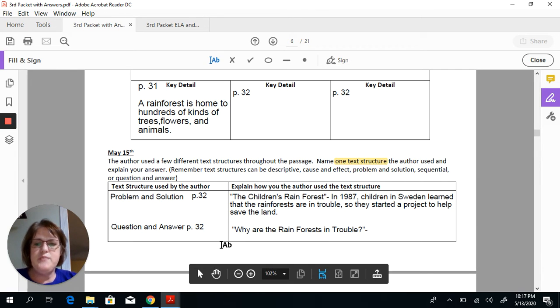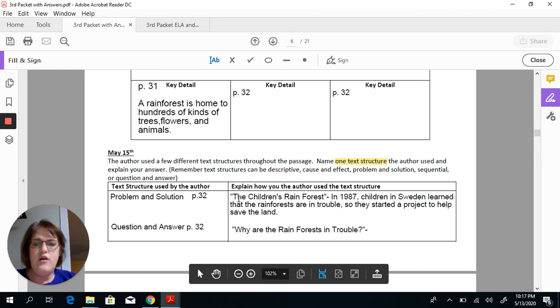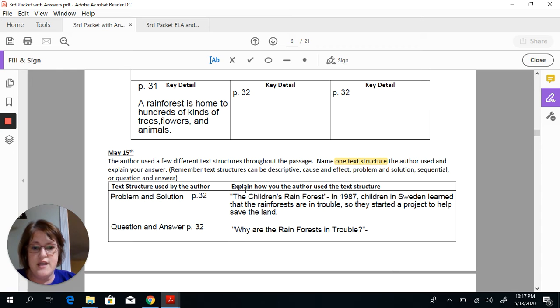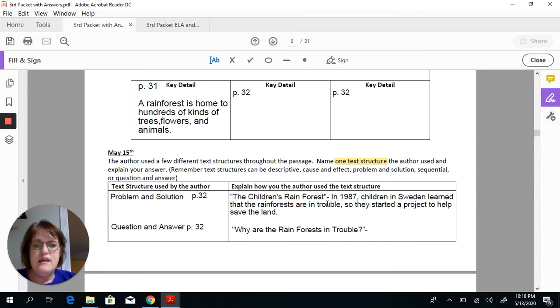Okay, so let's go back to page 32. The text structure used here was problem and solution. Now, on the right side, you are to explain how the author uses the text structure to help you understand the text. So the actual section here was the children's rainforest. And then I wrote how the author uses it.